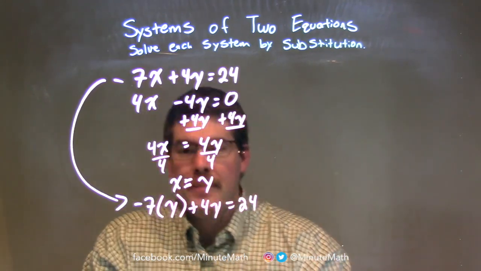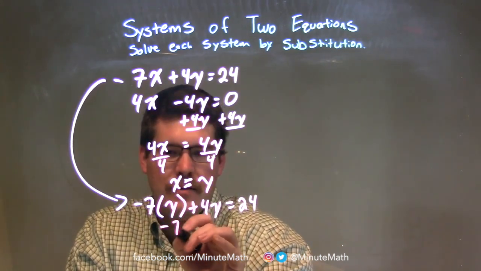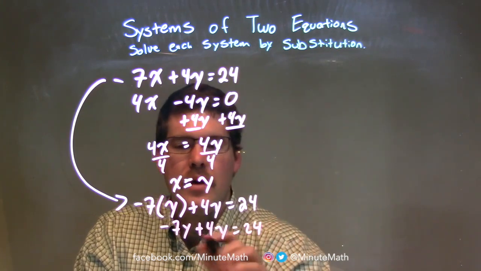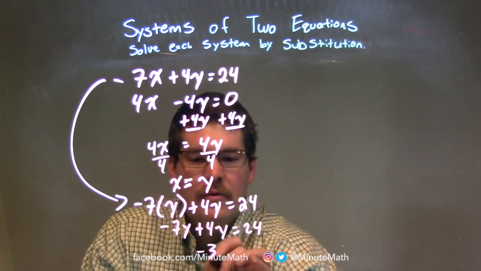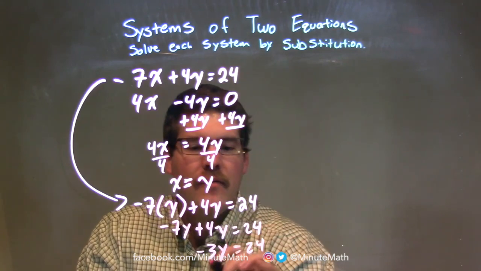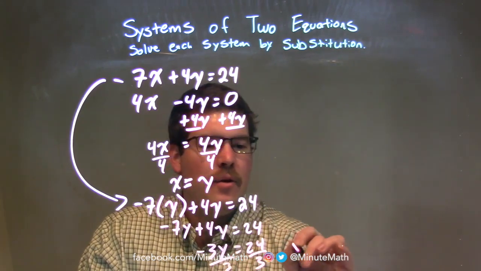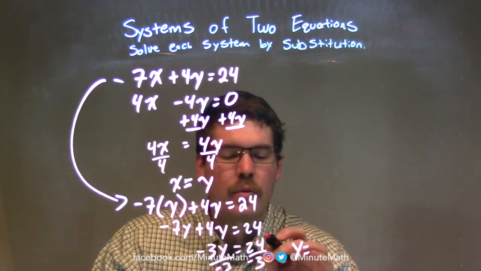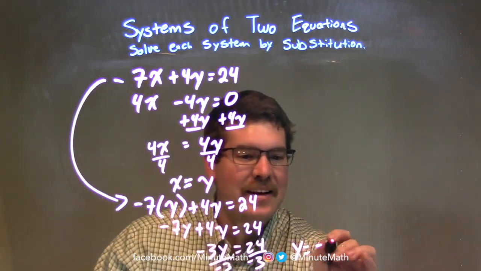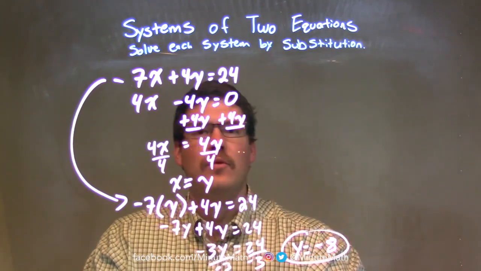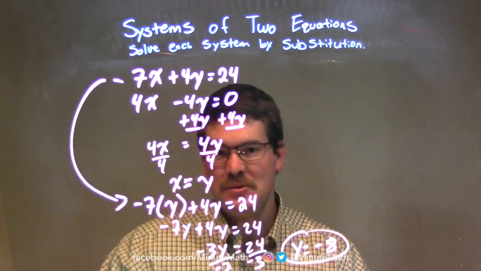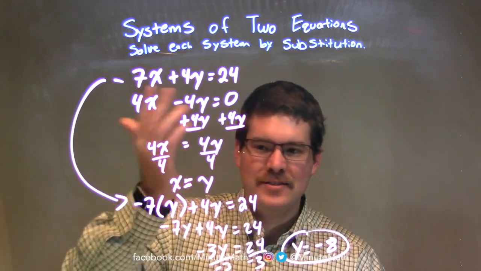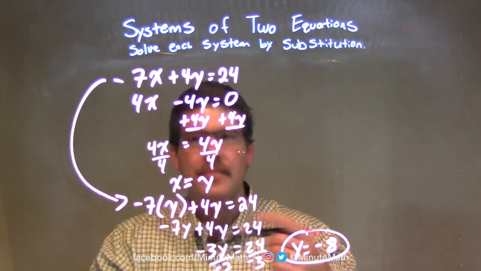Now I'm going to solve for y. Negative 7 times y is negative 7y, plus 4y equals 24. Negative 7y plus 4y is negative 3y equals 24. If I divide by negative 3 on both sides, I have y equals 24 divided by negative 3, which is negative 8. So we have y equals negative 8. I need to plug that into another one of my equations. Now we can look right here and say, hey, x equals y, so x has to be negative 8, right?